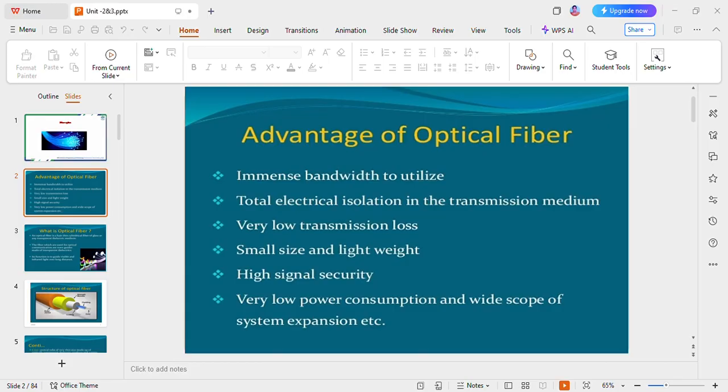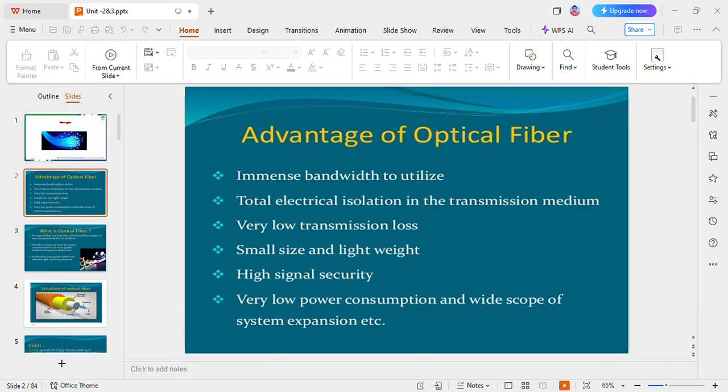This is the working principle of optical fiber communication: total internal reflection. When a ray of light travels from a denser medium to a rarer medium such that the angle of incidence is greater than the critical angle, the ray reflects back into the same medium. This phenomenon is called total internal reflection. In the optical fiber, the rays undergo repeated total internal reflections until they emerge out of the fiber end, even if the fiber is bent.